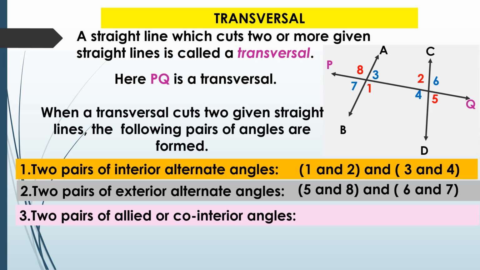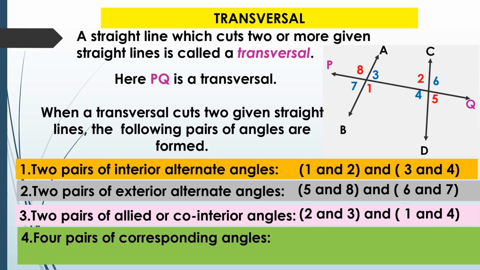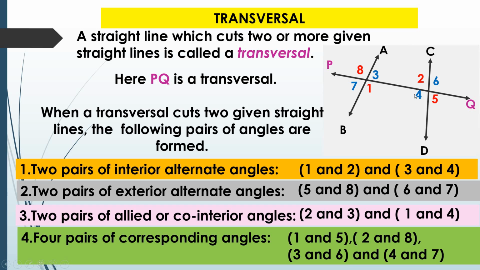The third type of angles formed are two pairs of allied or co-interior angles. So what are they? Again we are talking about the interior region. These two regions are called interior region. So co-interior or allied angles means 2 and 3 is one pair of co-interior angles, and 1 and 4 is another pair of co-interior angles. Is that clear, boys?